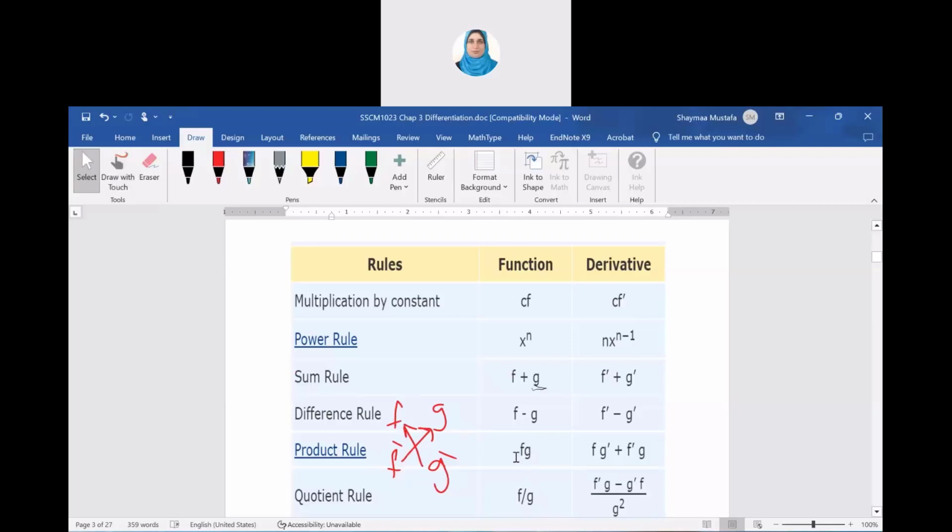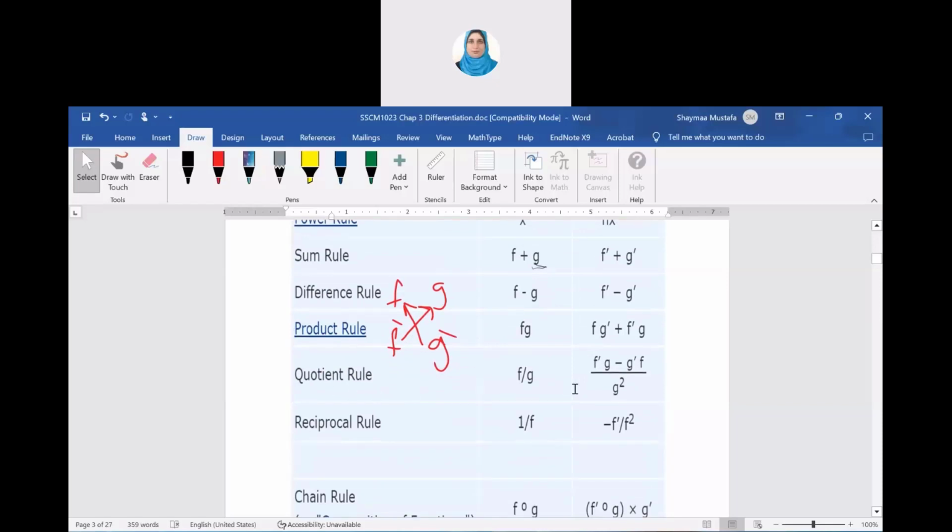If you have multiplication of two functions, f times g, then find the derivative for f first, find the derivative for g, but don't multiply the two derivatives directly by each other. No, you have to multiply the derivative for f by g plus the derivative for g multiplied by f. This is what we call the product rule.